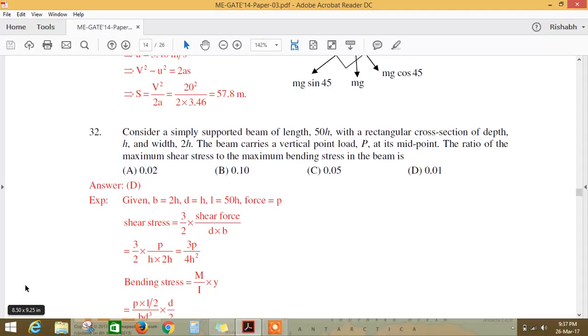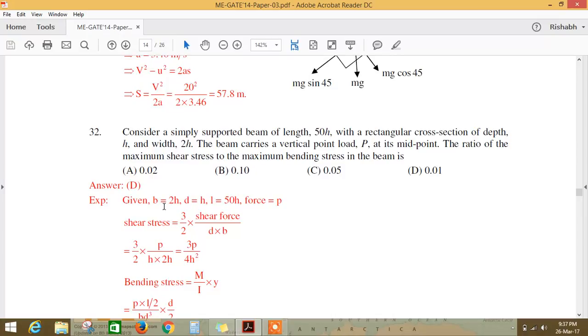Okay, the next question. This is the question from strength of materials. It's a very direct question and no tricks are required here. We have to consider a simply supported beam of length 50h, rectangular cross section of depth h and width 2h. The beam carries a vertical load at the midpoint. The ratio of maximum shear stress to maximum bending stress we need to find out.